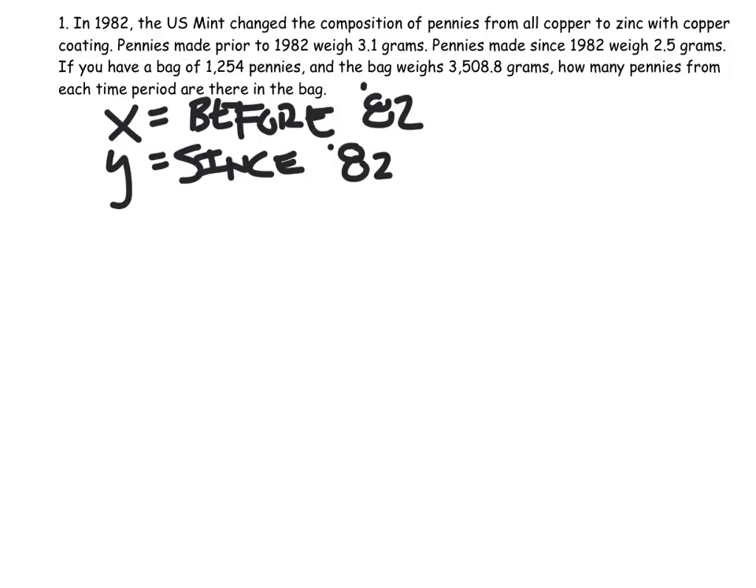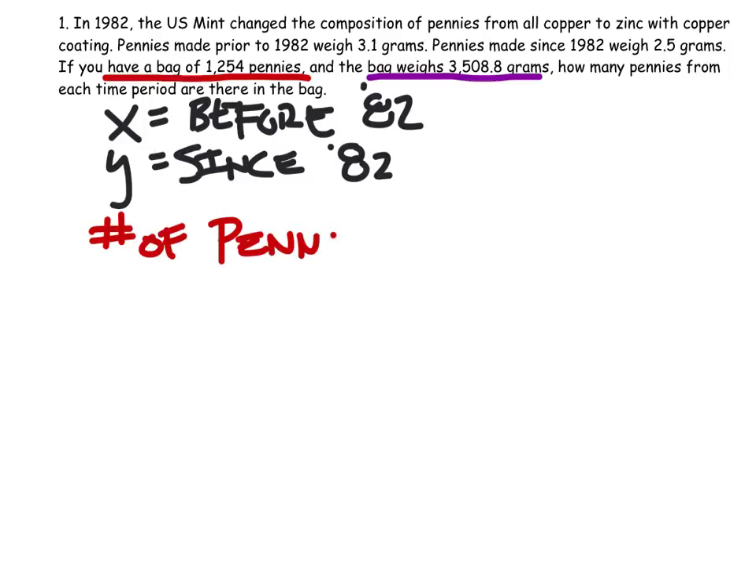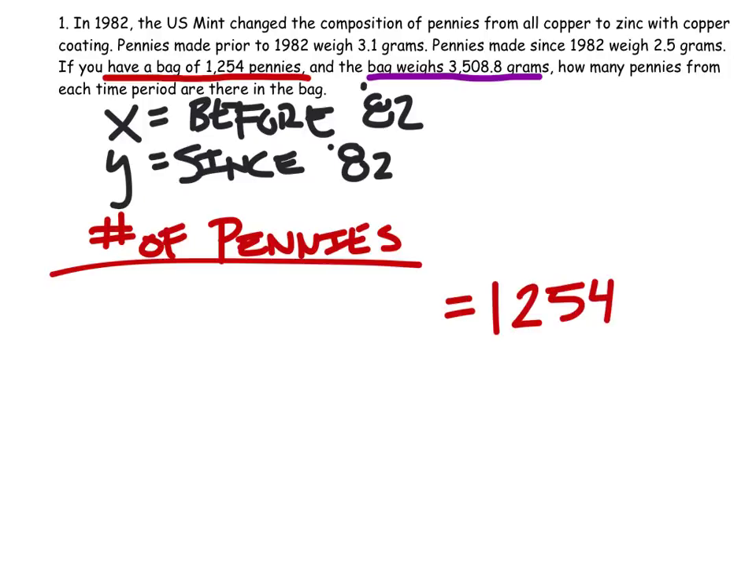All right, now that we have these, there were 2 critical pieces of information that they gave us. If you have a bag of 1,254 pennies, and then the entire bag weighs 3,508.8 grams. So, we can write an equation just based on the number of pennies. We know that there were 1,254 pennies. So 1,254 pennies should equal the number of pennies from before 82 and the pennies made since 1982 if we add these 2 together.